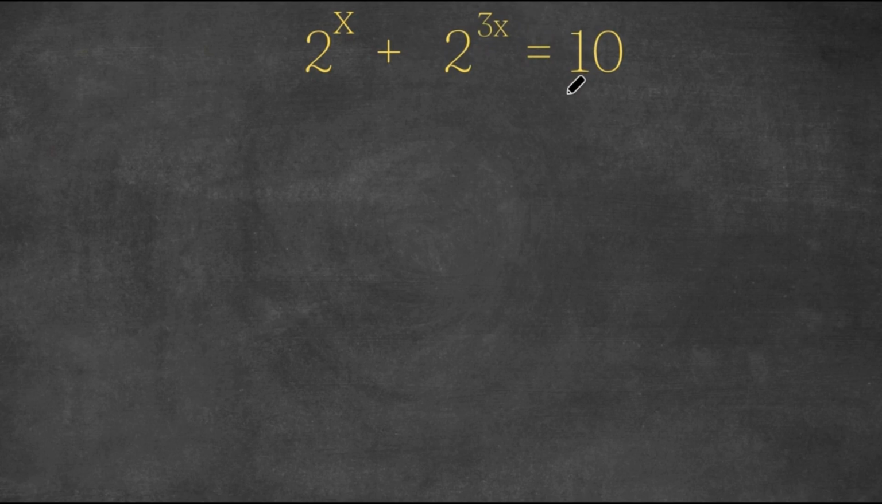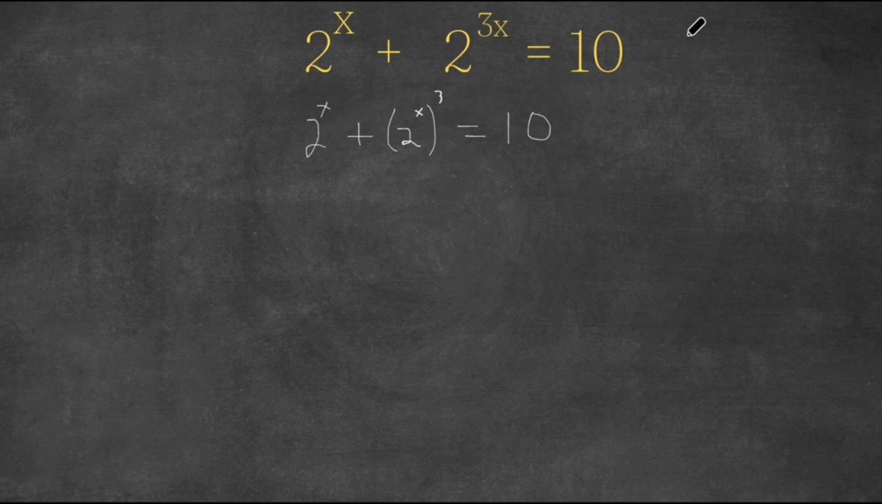And what we're going to do first is rewrite this equation. We're going to write this as 2 to the power of x plus 2 to the power of x to the power of 3, because remember, when we have something like this, it is equal to x times 3. We multiply the exponents, so we're simply reversing that. And this equals 10.